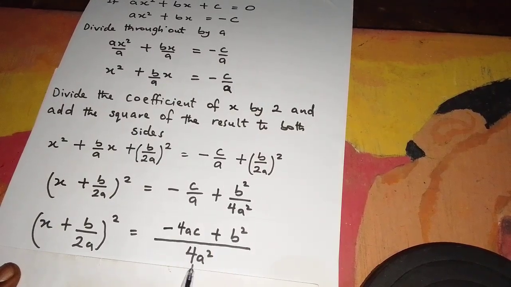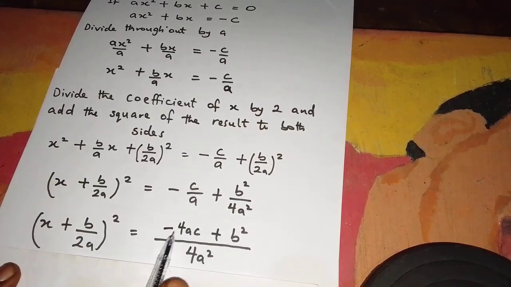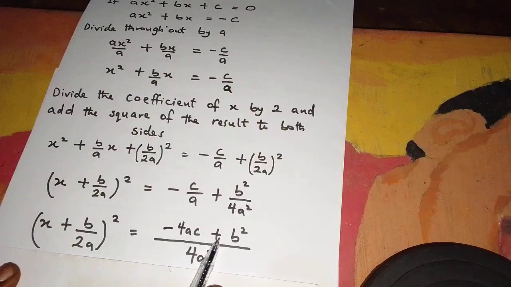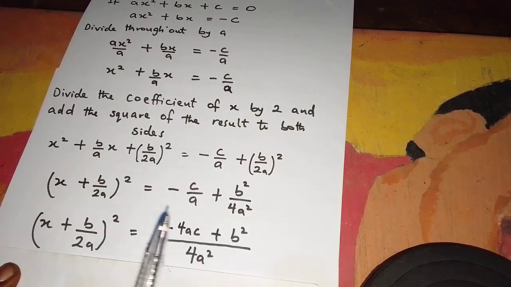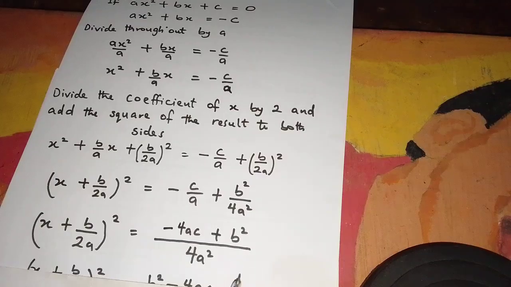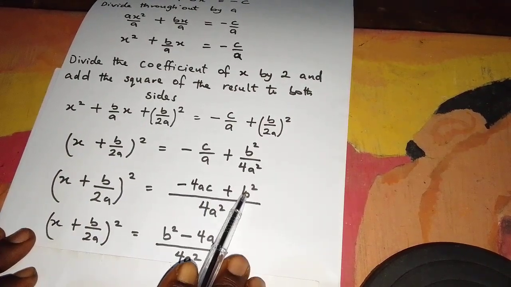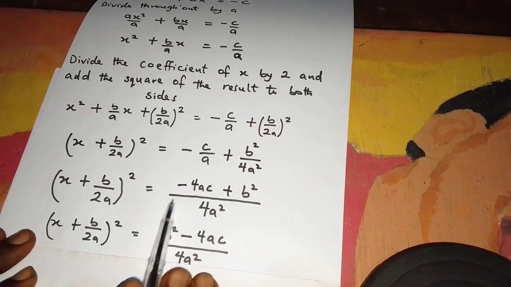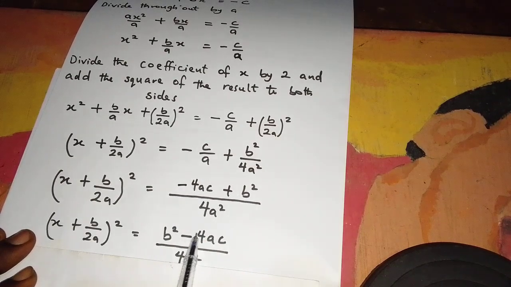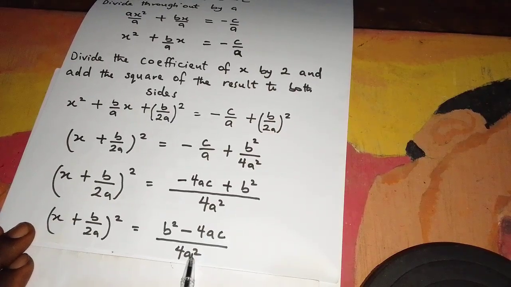How many a are in 4a squared? We have 4a. 4a times minus c will give us minus 4ac, plus, how many 4a squared in 4a squared? We have 1. 1 times b squared is this. I want to make sure my positive is in front and the negative is at the back. So it's the same thing as saying b squared minus 4ac, everything over 4a squared.